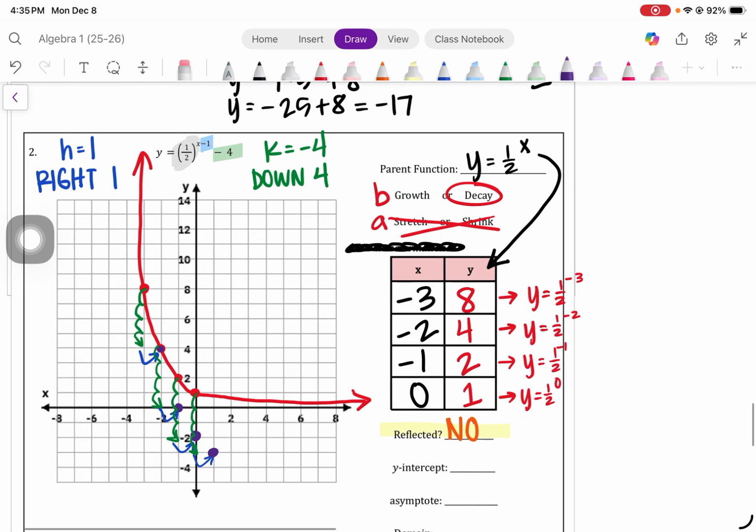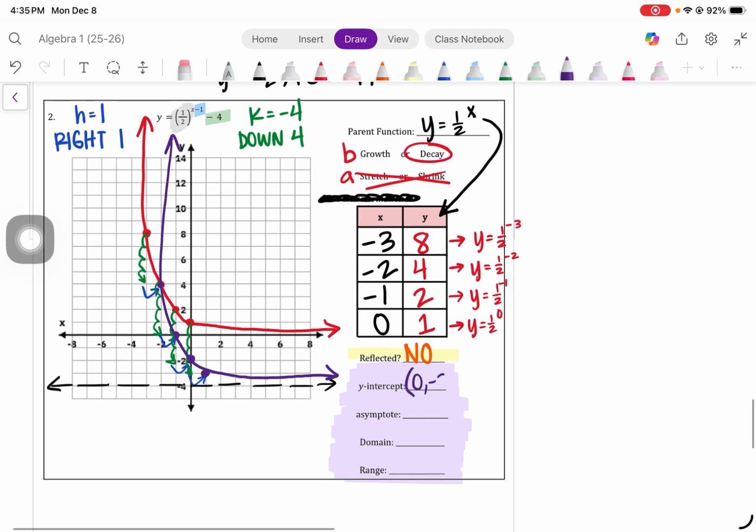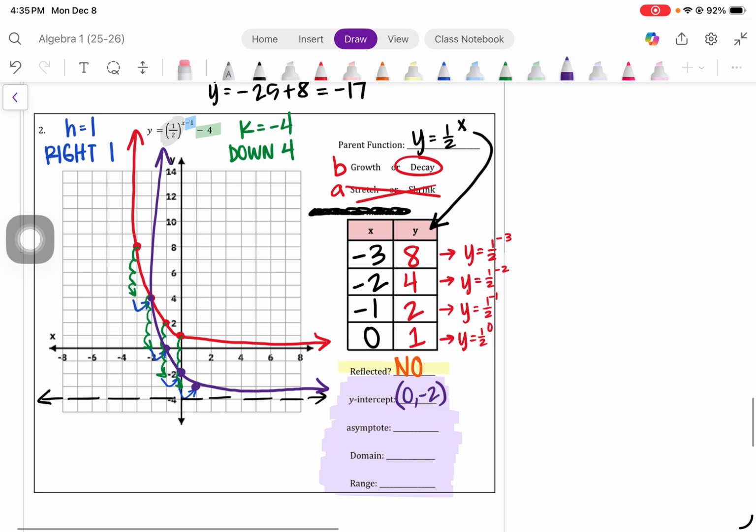Okay, don't forget that when we shift down, our asymptote also goes with us. So our asymptote is now at -4. So when I graph my new function, my purple line should not go past -4. So let's go ahead and answer all of our questions. Lucky for us, when we shifted, our y-intercept was a dot that we got to plot. So we can go ahead and steal that from the graph. (0, -2). My asymptote moved down with us, so it's now at -4.